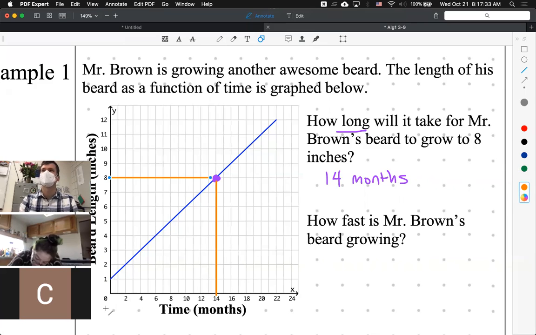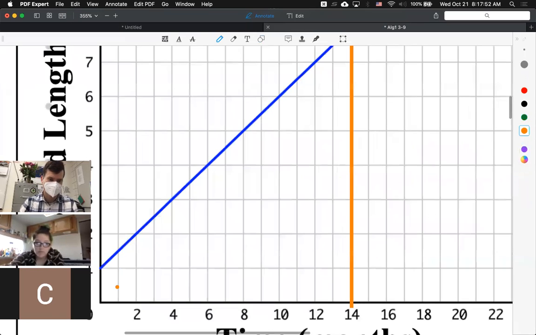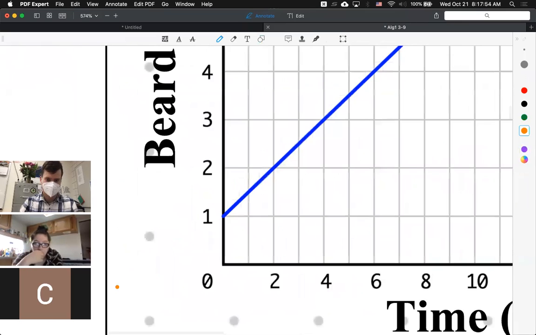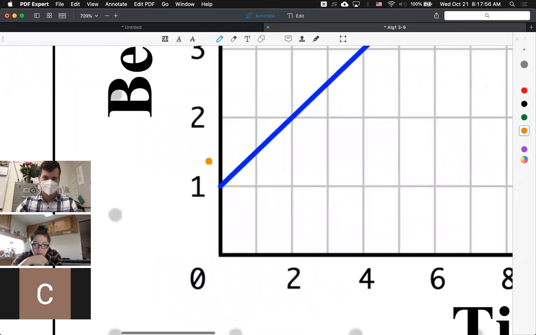One person has his hand raised. 2 people. Jose, go for it. 1 inch every 2 months. How'd you come up with that? When it goes up 1, it goes right. Yeah, so it goes up 1, so plus 1 in the y direction.